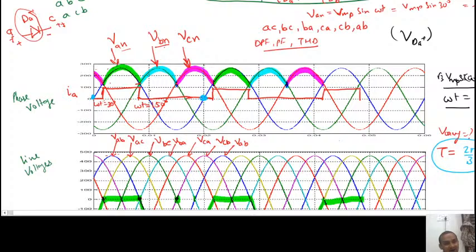Hence, since one input cycle contains 3 output cycles, it is also known as a 3 pulse rectifier. Okay, it is also known as a 3 pulse rectifier. Okay, so now you have got the T.